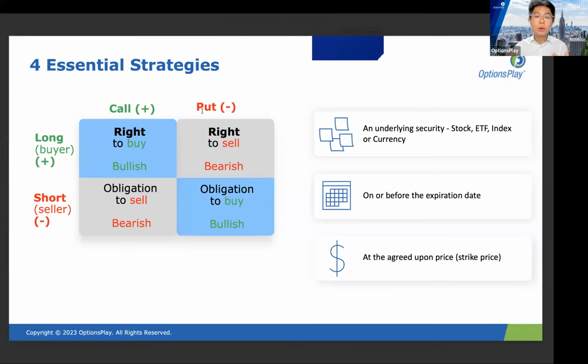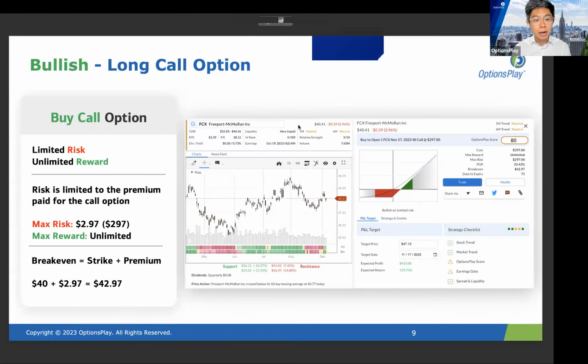And like I said, there's a lot of nuance to bullish and bearish across these 4 strategies. So we're going to dive into it. But like I said, the most important thing to remember is that stock trading is symmetrical in terms of risk. Options trading is asymmetrical in terms of risk. So let's dive into what that actually means.